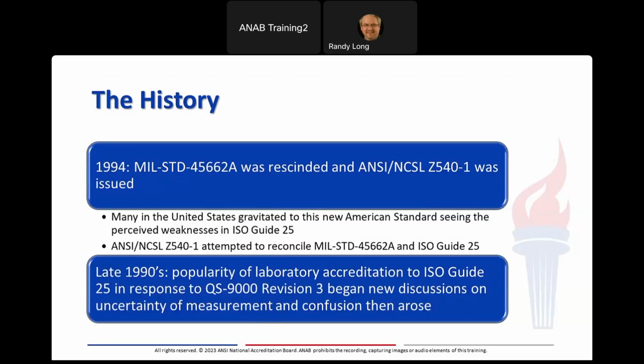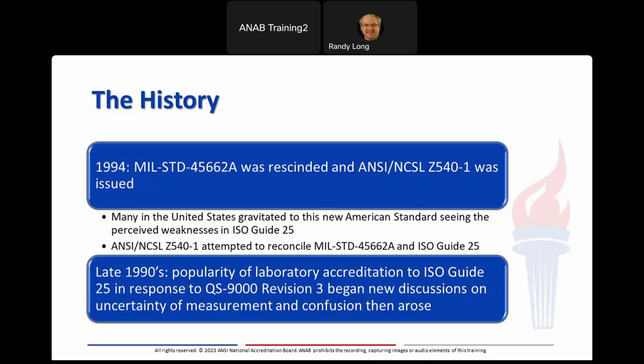Okay, a little bit of history. In 1994, MIL Standard 45662A was rescinded and ANSI NCSL Z540-1 was issued. The reason for this is we had Guide 25 come along, and it didn't have a lot of the things that a lot of the calibration folks, who were primarily from the military, were comfortable with. So many in the United States gravitated toward this new Guide 25, and seeing that perceived weakness, they developed the Z540-1, just to reconcile the two standards.